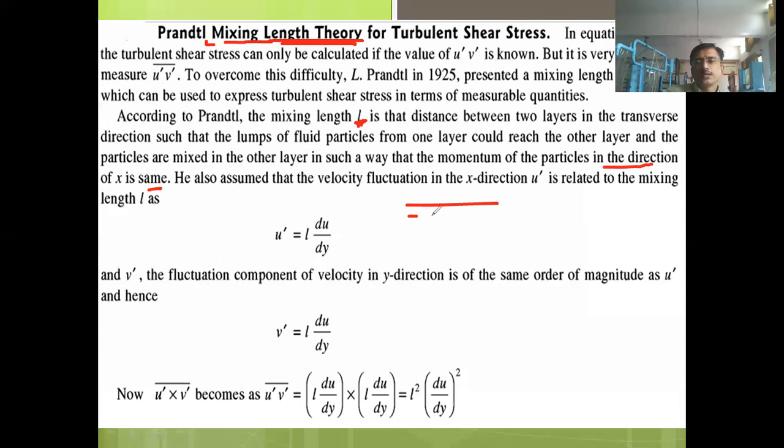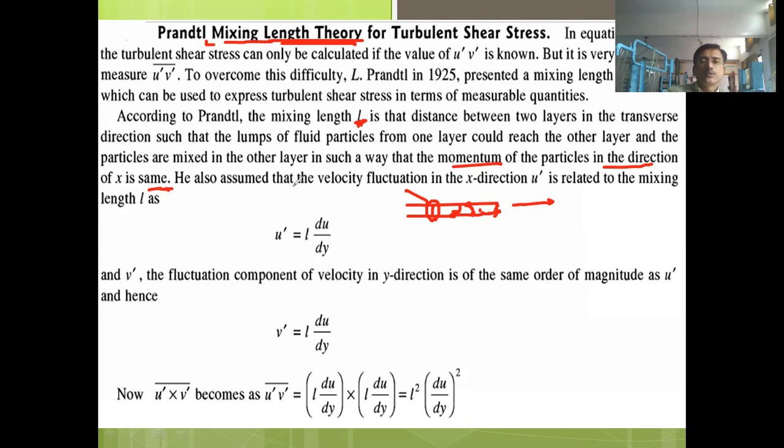Now there are two layers, and the distance between those two layers is called the Prandtl mixing length, in such a way that the particles from this particular layer can go here and the particles from this layer may also come here, but the direction of the momentum will be the same for both layers. The momentum in the x direction will be the same for both layers. So here you can see particles are mixed in the other layer in such a way that the momentum of the particles in the direction of x is the same. So the momentum in the x direction will be the same.